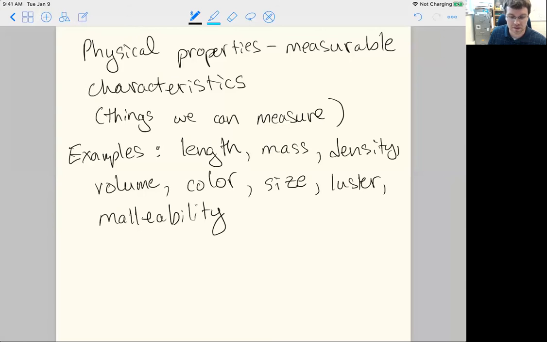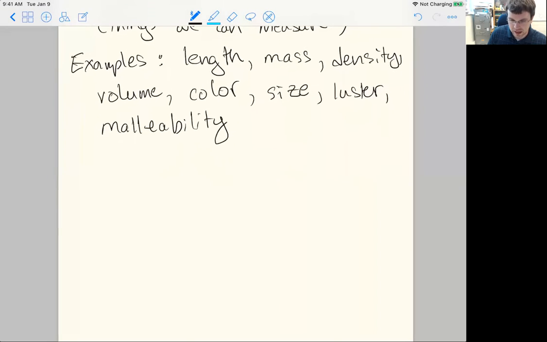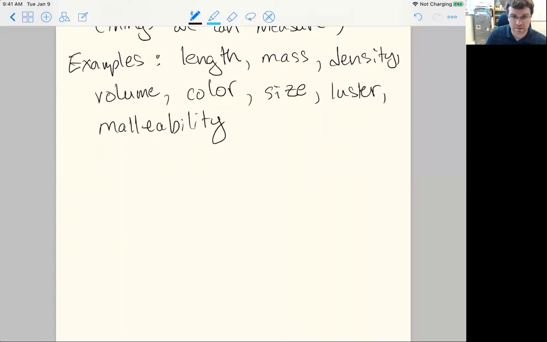If you haven't seen those words before, don't worry. These are just examples of physical properties. The point of seeing this list is that some physical properties are obvious. We see them all the time. Some we may be a little bit less familiar with. Okay, so those are physical properties along with some examples. Let's talk next about chemical properties.